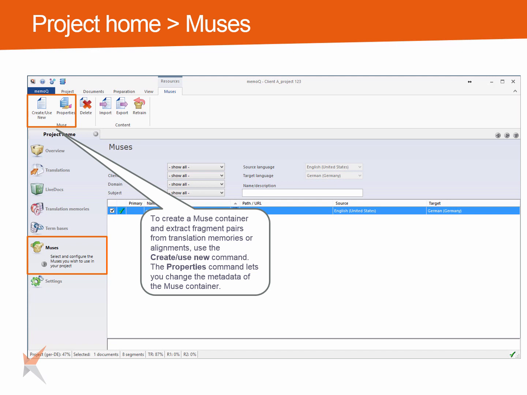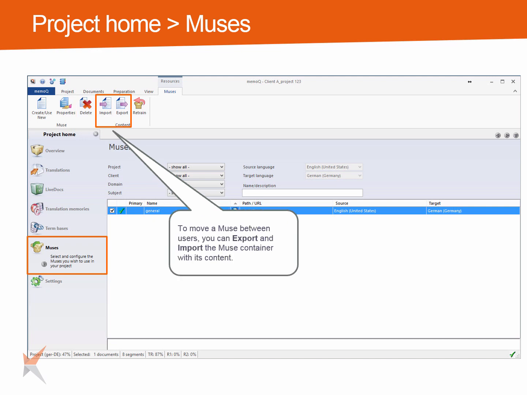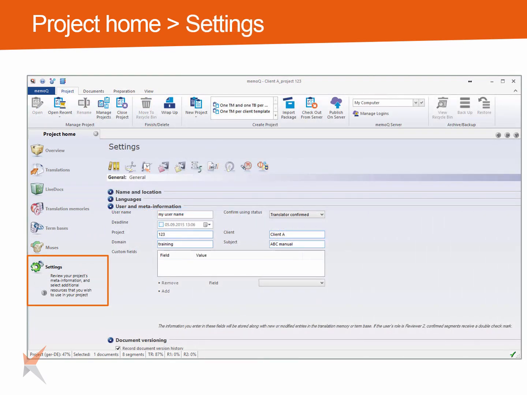The Properties command lets you change the metadata of the muse container. The Delete link will remove the muse from the project and delete the muse folder. To move a muse between users, you can export and import the muse container with its content. To add more fragment pairs from new alignments and TMs, you can retrain the muse at any time.